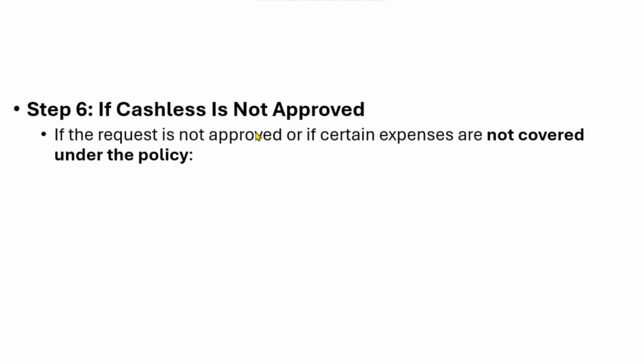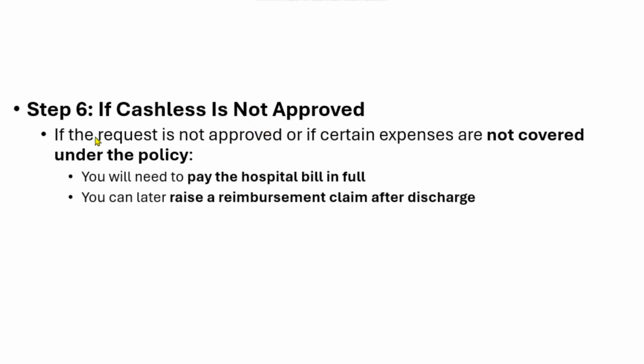Now step 6 is if cashless is not approved. So what happens if cashless is not approved? In that case, if the request is not approved or if certain expenses are not covered under the policy, you will need to pay the hospital bill in full from your pocket. Then you can raise a reimbursement claim after discharge. You pay the full bill first, and after discharge, you can raise a reimbursement claim from the Medi Assist portal.